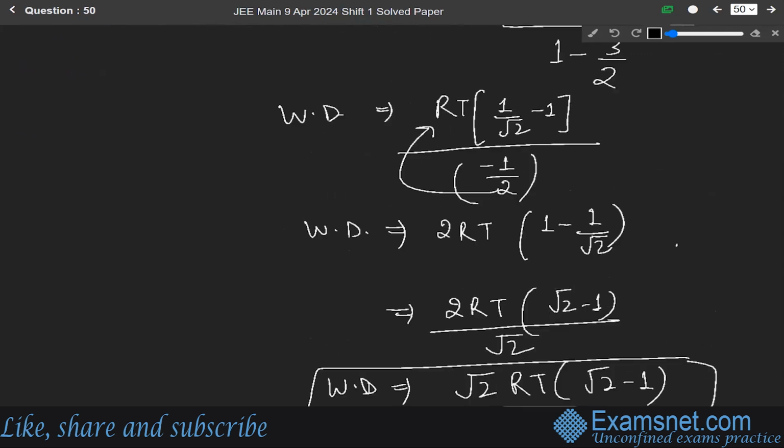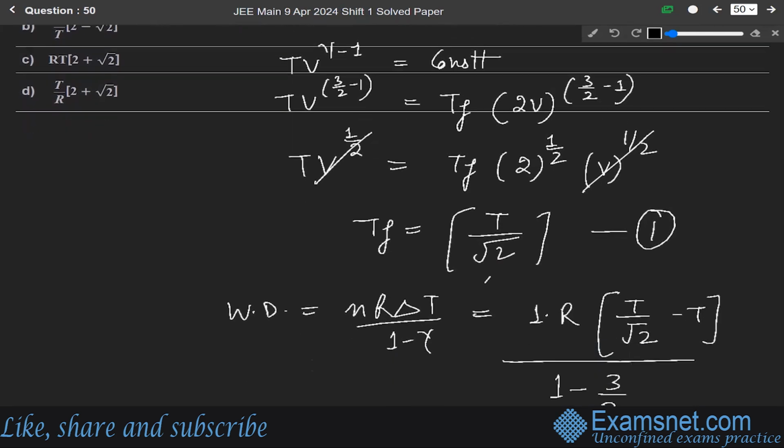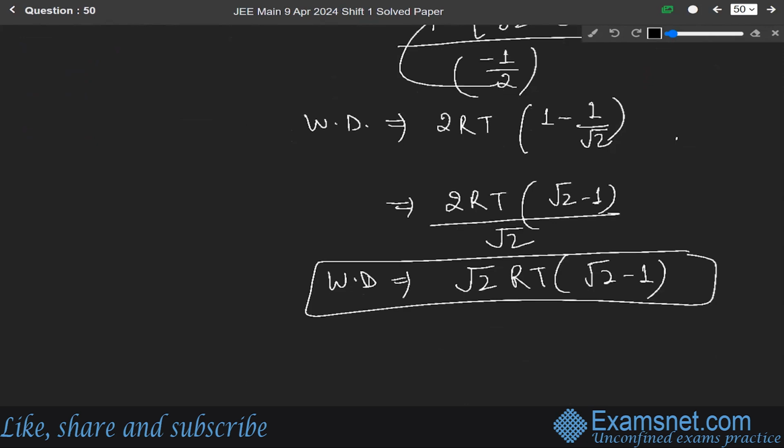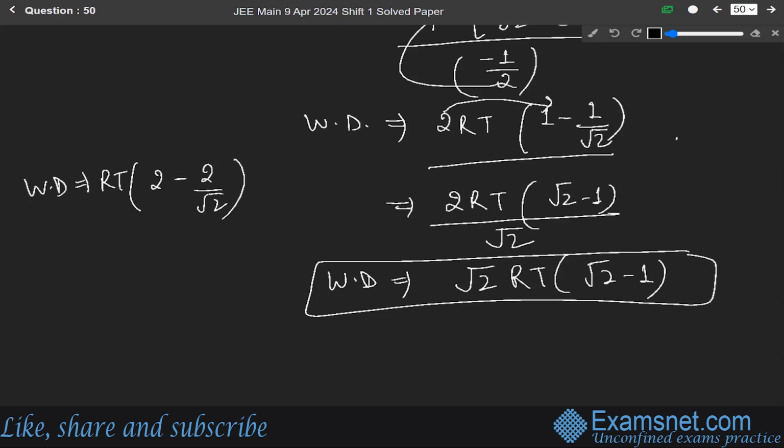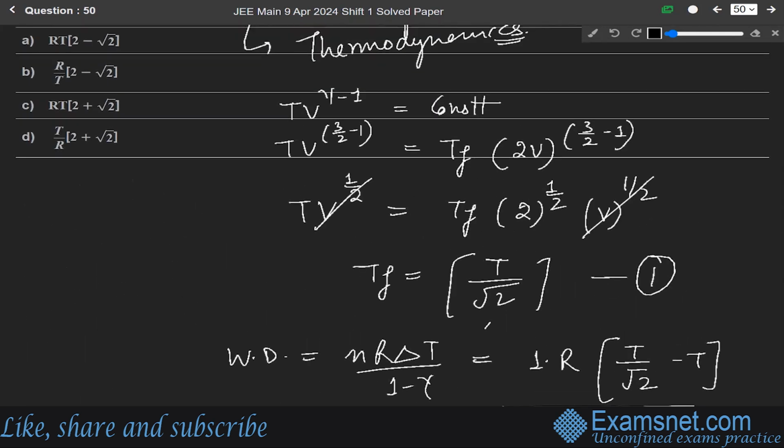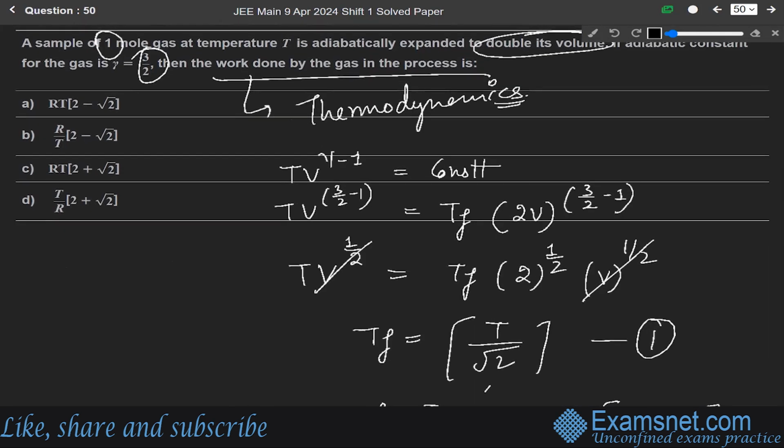It is not matching with the given options, so what do we have to do? This is 2RT (1 minus 1 over root 2). If we take 2 inside, work done will be RT (2 minus 2 by root 2), so work done equals RT (2 minus root 2). So from here, option A, RT (2 minus root 2), is the correct answer.